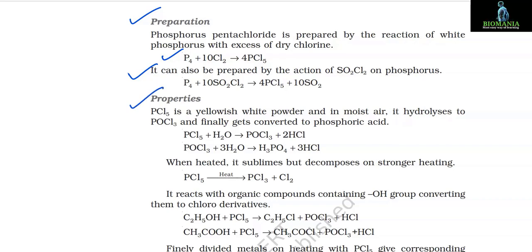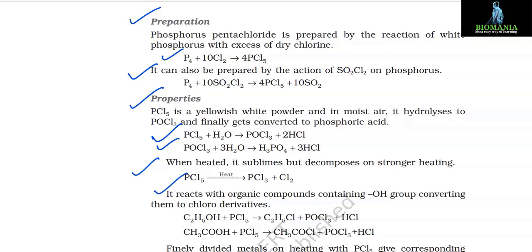Properties: PCl5 is a yellowish white powder, and in moist air it hydrolyzes to POCl3 and finally gets converted to phosphoric acid. PCl5 + H2O gives POCl3 + 2HCl. POCl3 + 3H2O gives H3PO4 + 3HCl. When heated, it sublimes but decomposes on stronger heating. PCl5 on heating gives PCl3 + Cl2.